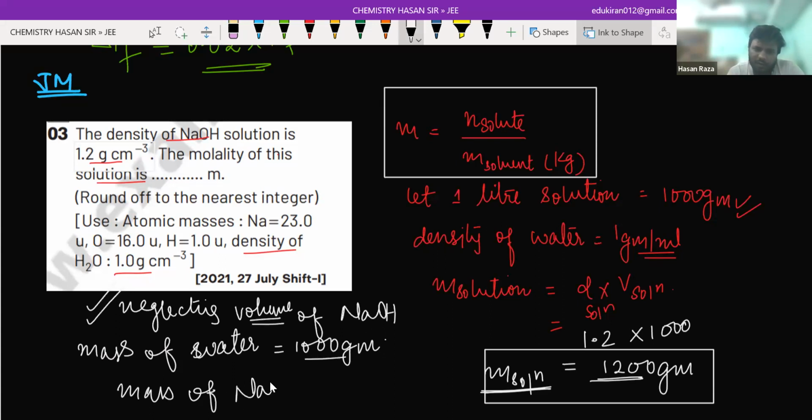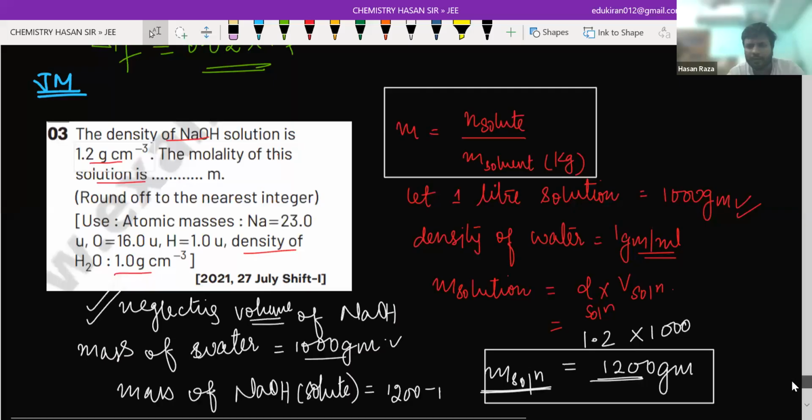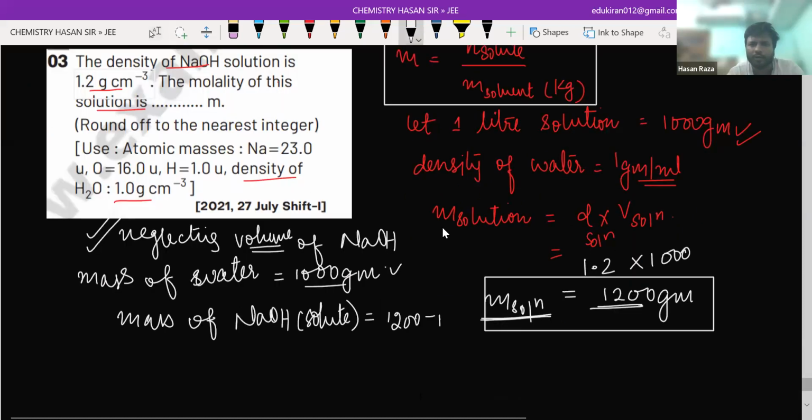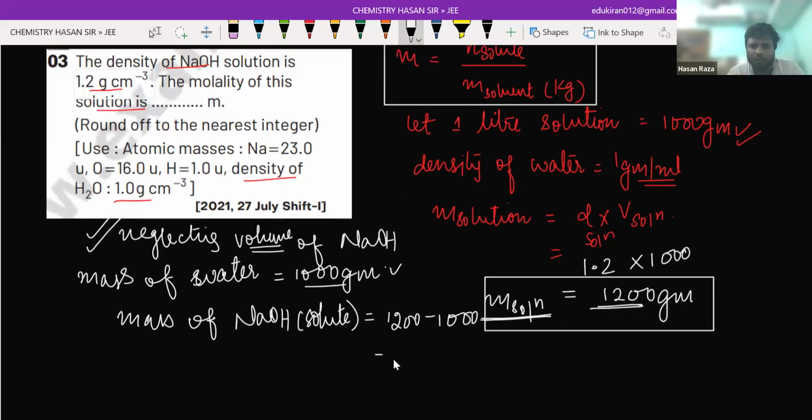So mass of NaOH, that means solute, will be equal to mass of solution 1200 minus mass of solvent 1000. So this will be equal to 200 gram. So mass of NaOH, that is solute, is 200 gram. Now you can easily put the value here.